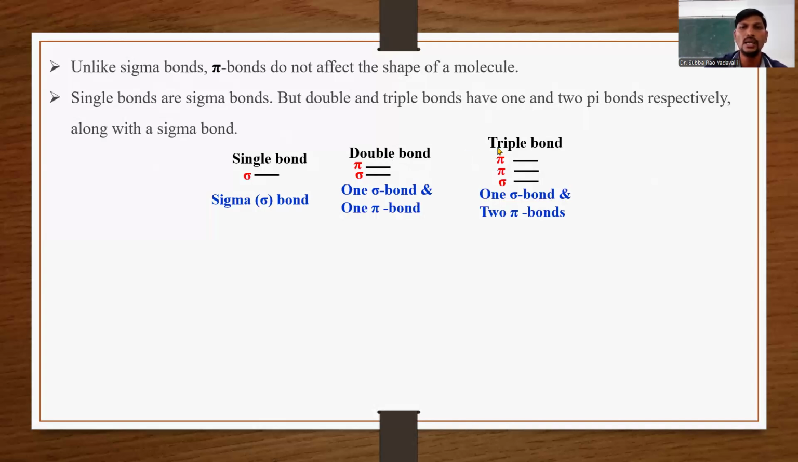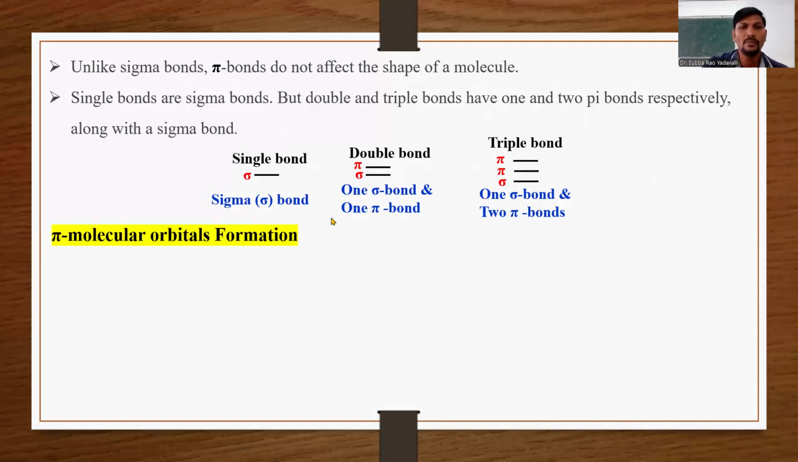And next comes the triple bond. For the triple bond, the first bond is the sigma bond. After that, pi bonds are formed. Here, the pz orbitals undergo axial overlapping to form the sigma bond, and the px and py orbitals undergo lateral overlapping to form the pi bonds. Here, one sigma bond and two pi bonds, total 3 bonds. This is the formation of a triple bond.